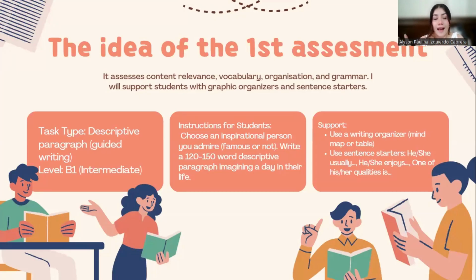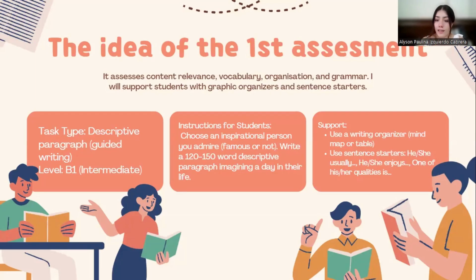And what are we going to do? First, students must choose an inspirational person, whether famous or not, and write a descriptive paragraph of 120 to 150 words, describing, imagining, a day in their life. What are their routines? What do they do in the daily day? And what supports this activity?